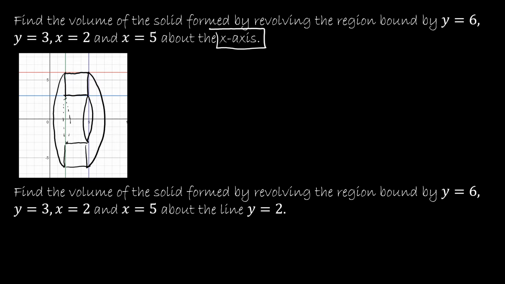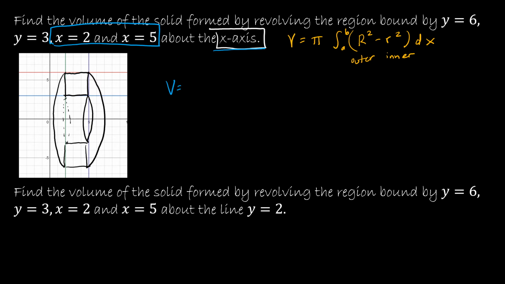So the next thing I need to do now is think about the formula. And the formula says I'm going to take pi times the integral from a to b of big R squared minus little r squared dx, keeping in mind that big R squared was the outer part of my figure and little r squared was the inner part of my figure. So again, what do I not know? Well, right now I don't know a and b, the limits of integration. Because I'm going about the x-axis, the limits of integration are given in my question.